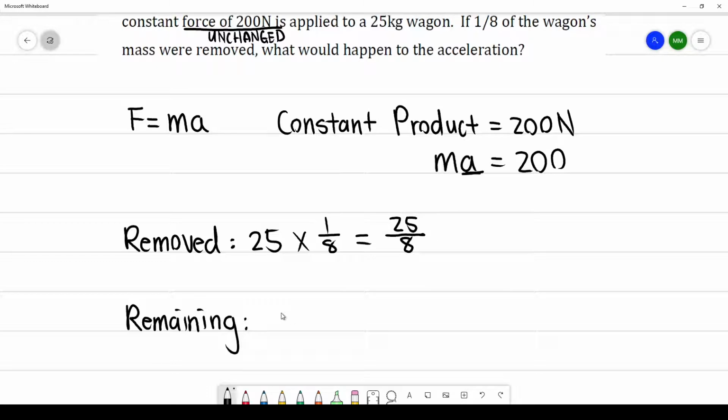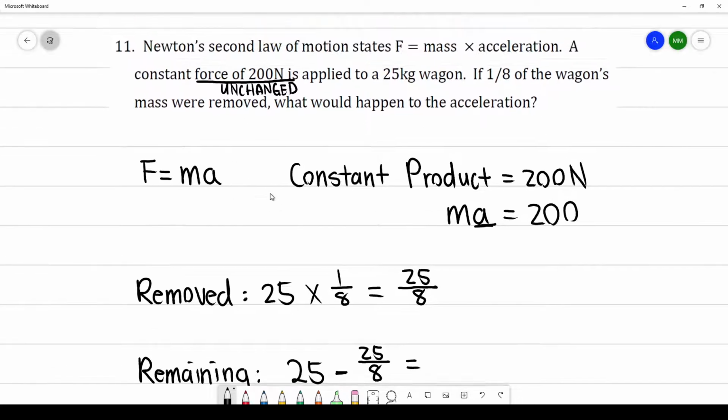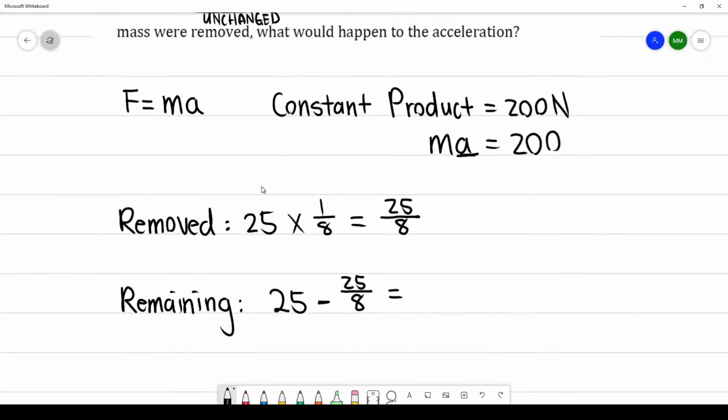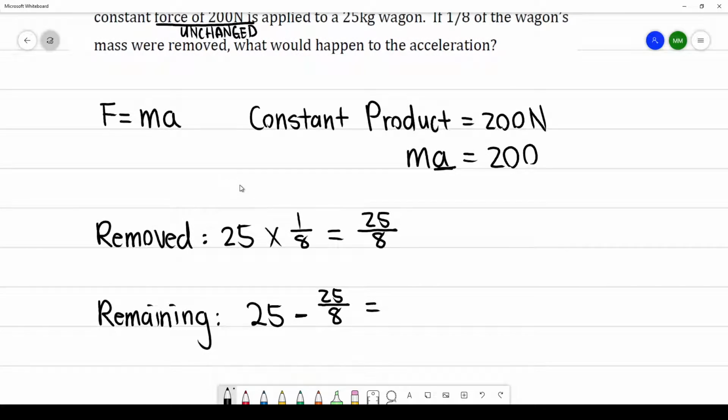Well, remaining, it was 25 originally, and then we have to minus that by 25 over 8. So that's the removed. And that is gonna give me a calculator. Oh yeah, and I forgot to mention, when you do these questions, you don't need to do everything by hand. You can use a calculator. So I often use a calculator myself.